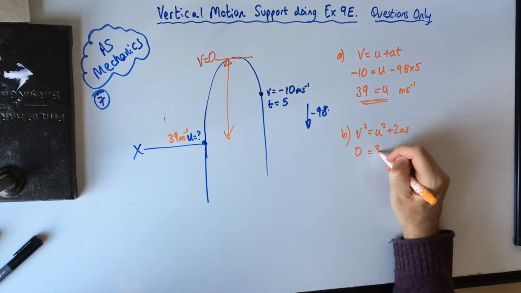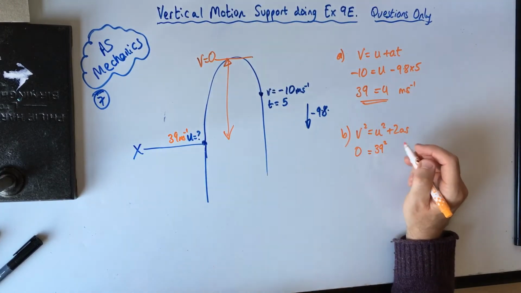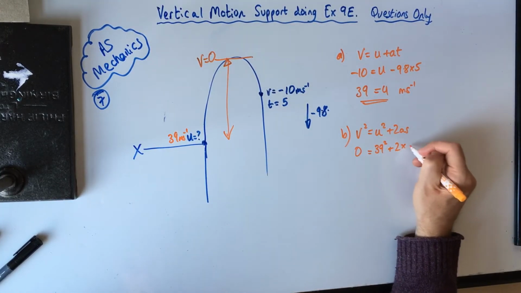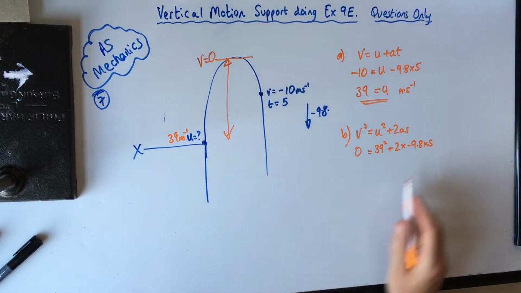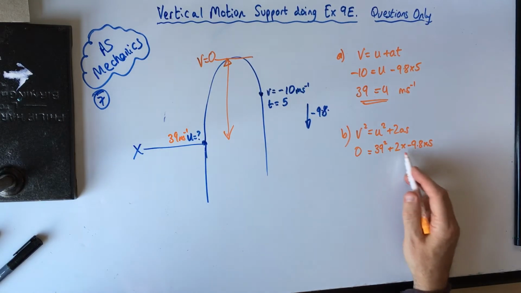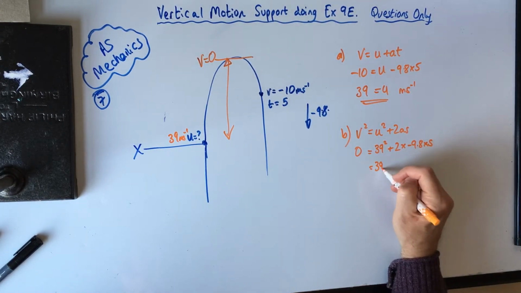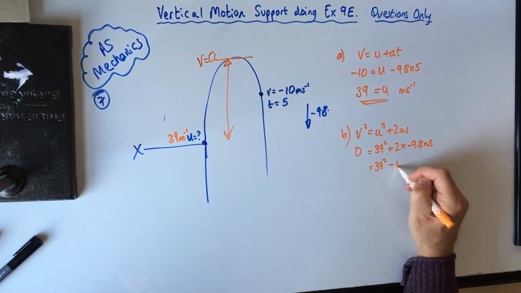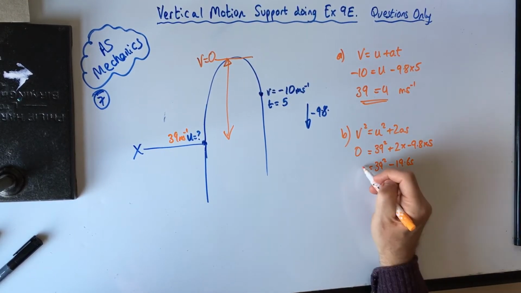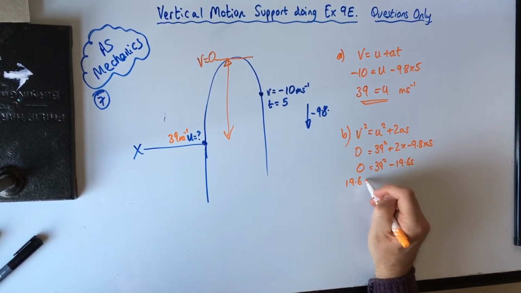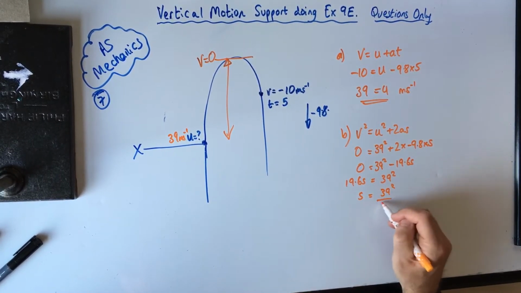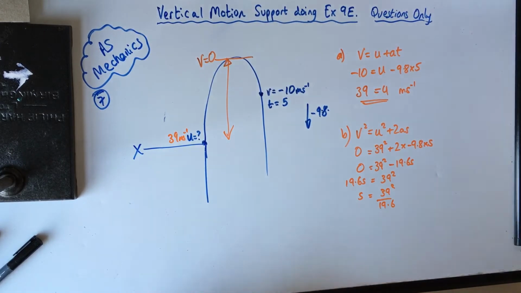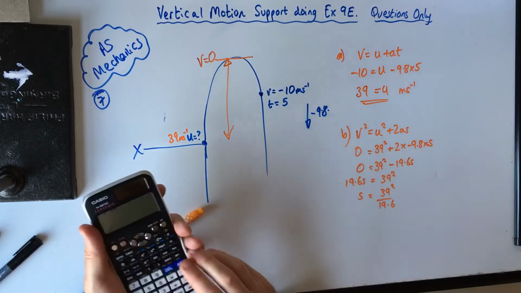Now we've got that, so we can do 39 squared plus 2 times -9.8 times s. So there we go. All of that gives you 39 squared minus 19.6s. So 19.6s is equal to 39 squared, so s is equal to 39 squared divided by 19.6. There it is. And if you did that, I haven't worked it out, so should I?